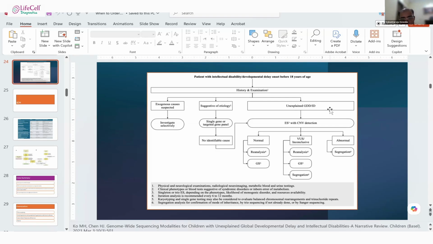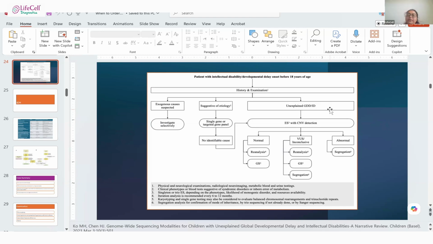If you are not sure whether you are thinking of SMA versus another neuromuscular disorder, you can go for whole exome sequencing. But if you are sure that it is SMA based on the clinical phenotype, going for MLPA is better, because whole exome, even though it can pick up the gene, can sometimes miss it.